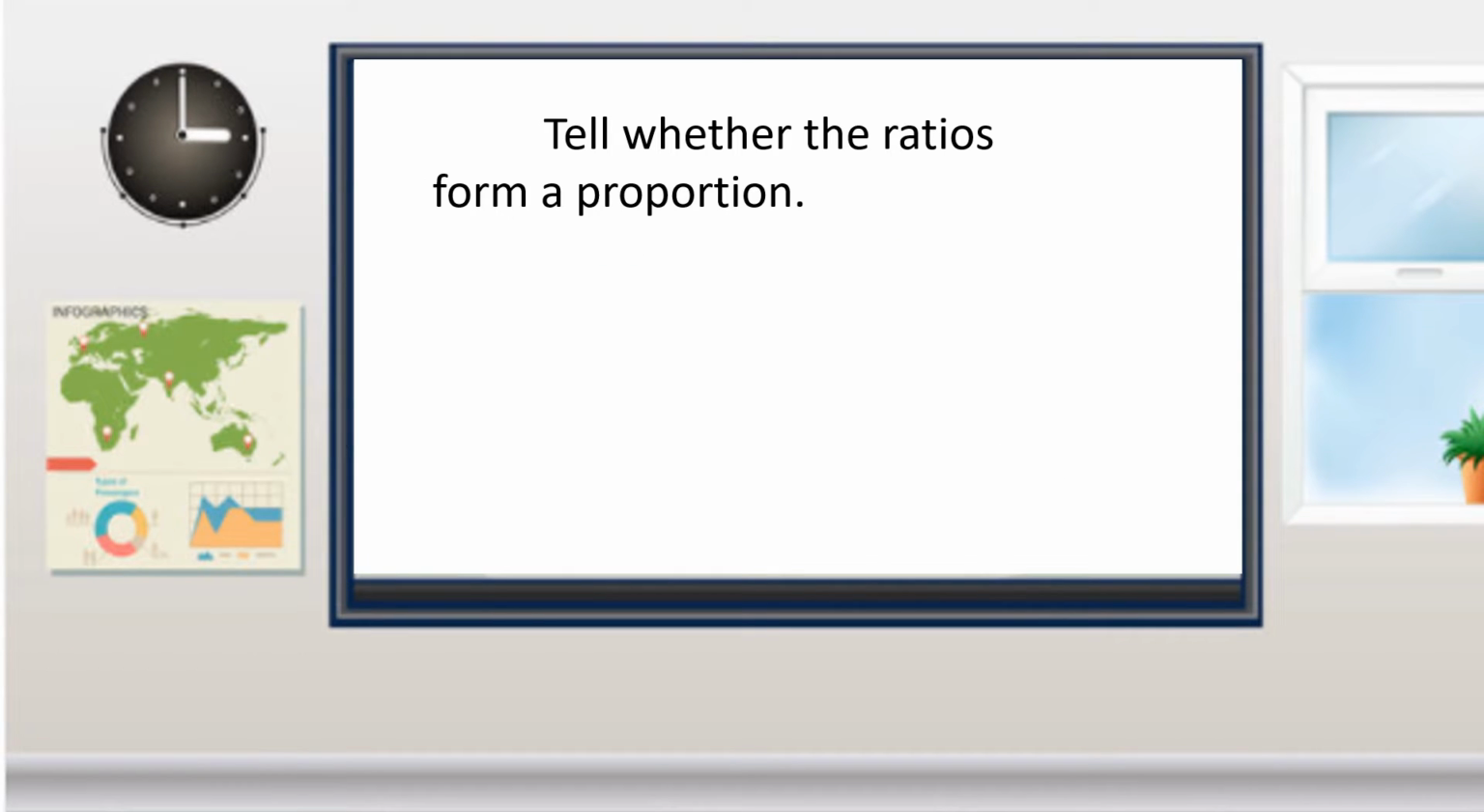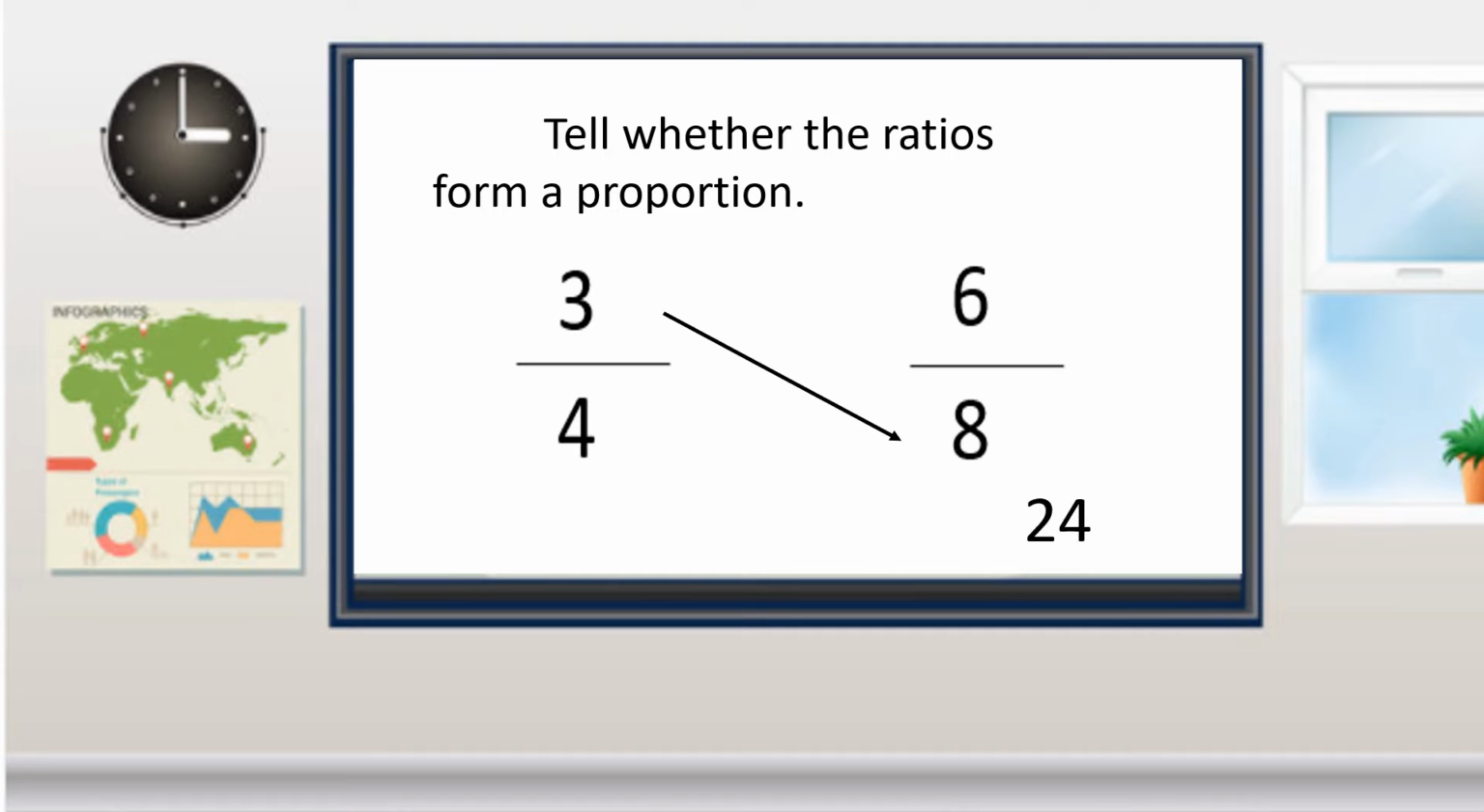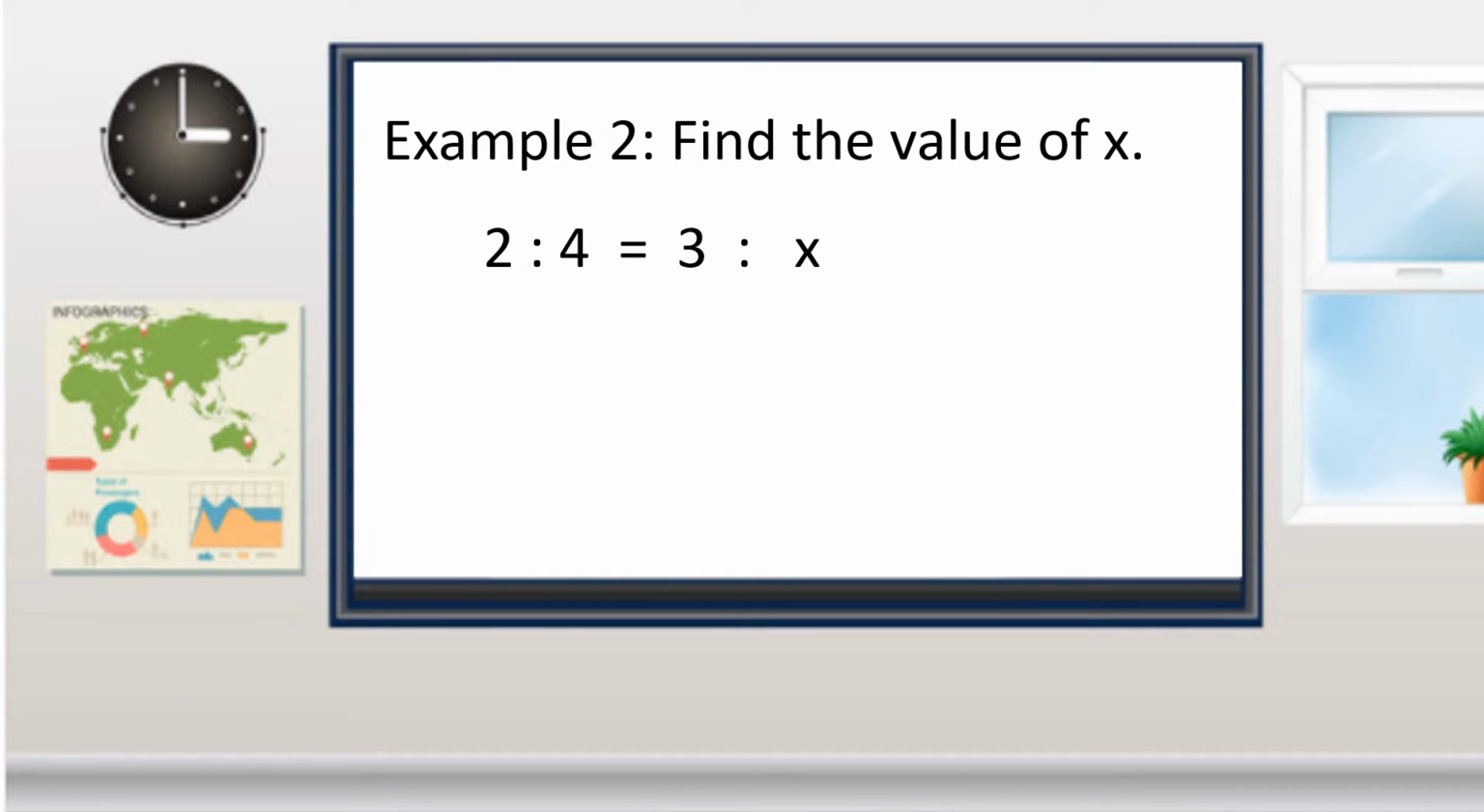Tell whether the ratios form a proportion. So 3/4 and 6/8. Are they proportion? What do you think? So let us solve it. 3 times 8 is 24. And 6 times 4 is 24. Are they proportion? Yes, of course, because 24 is equal to 24.